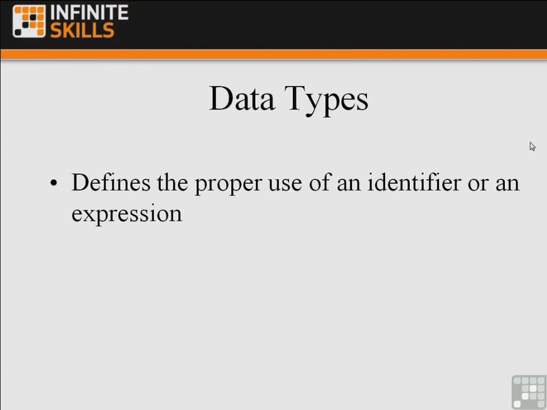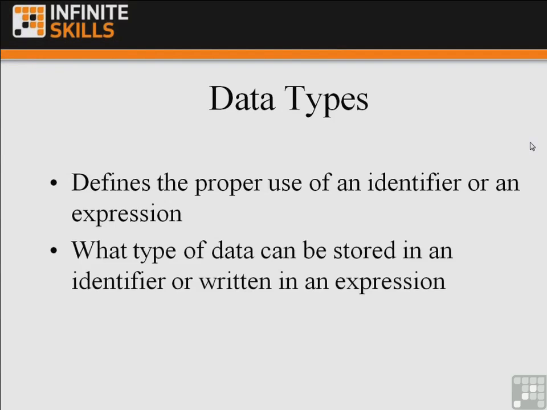First of all, a data type defines the proper use of an identifier or an expression. An identifier can include things like a variable name or a function, and an expression could be an arithmetic expression, such as a formula, or a string expression where we add text together using something called concatenation. By making sure that our data is well defined, then we make sure that we're using the identifiers and expressions in a correct way. This will actually become more clear as we go through this lesson.